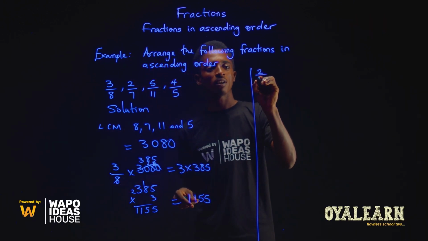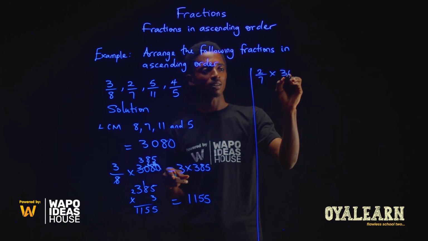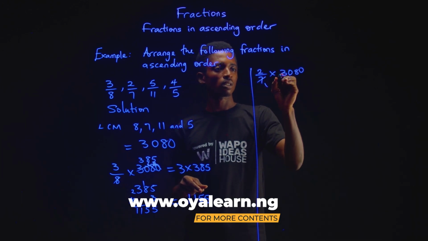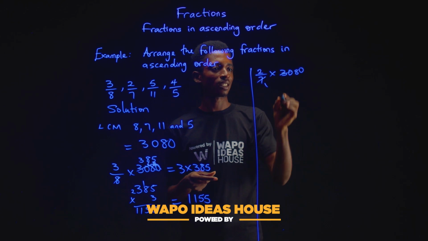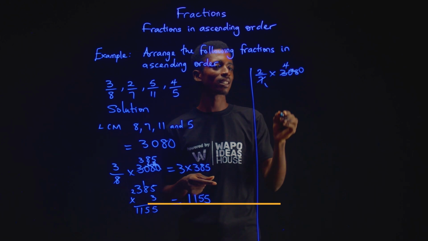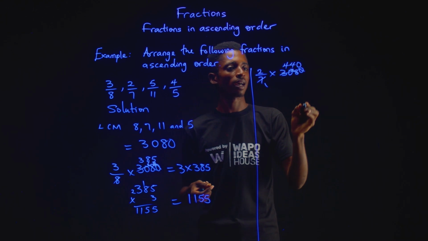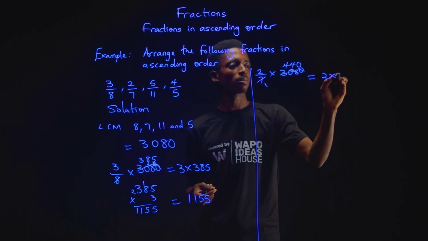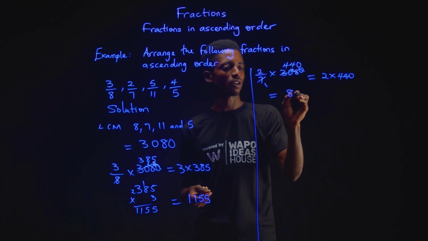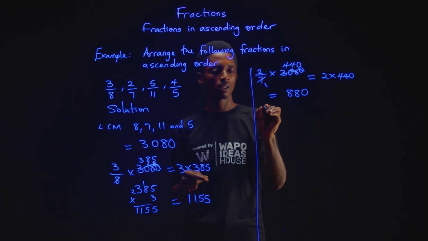Now let's apply it to the second fraction. We have 2 over 7 multiplied by the LCM, which is 3080. Now 7 in 30, that is 4. Remember 2. In 28, that is 4. No remainders. And then in 0, we have 0, giving us 2 times 440. And what we get here is 880.